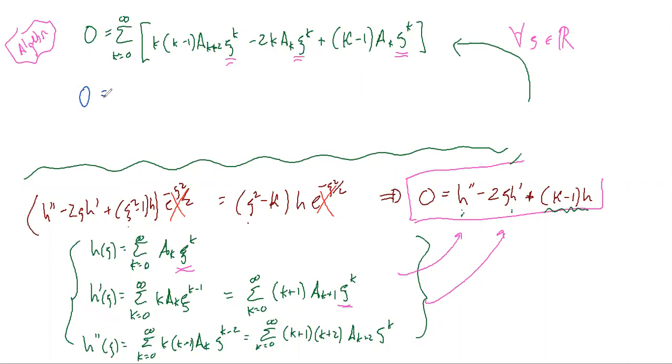Is that 0 equals, don't even need a sum, k times k minus 1, a k plus 2. And then I'll write it out the hard way, actually. 2k a k plus kappa minus 1 a k. And actually all the physics is in kappa. That was the only thing that has physics coefficients. And this is true for all k, so k goes from 0 to infinity. And we can actually rewrite this in 2 steps.